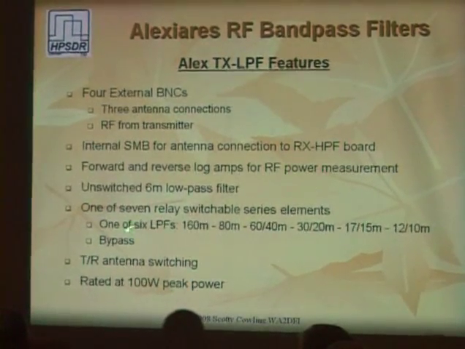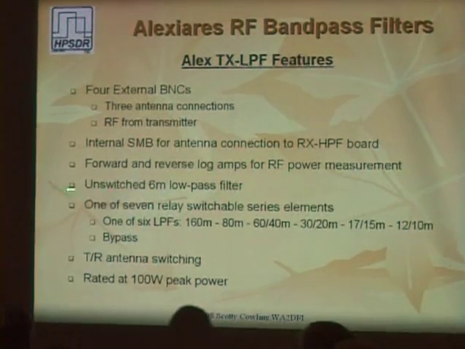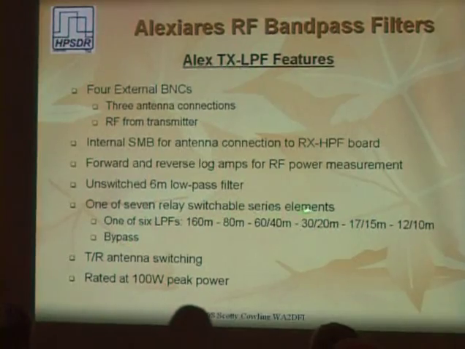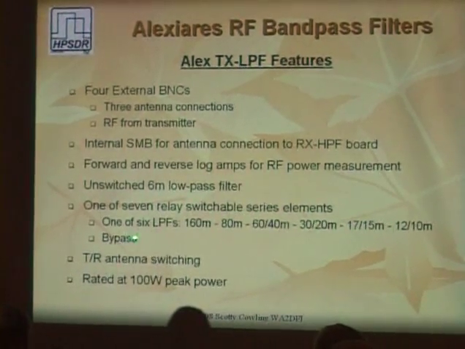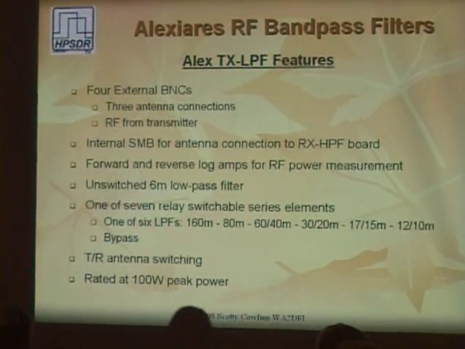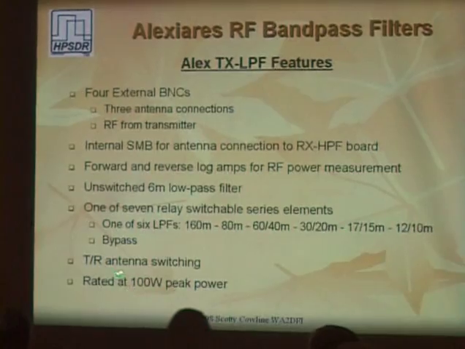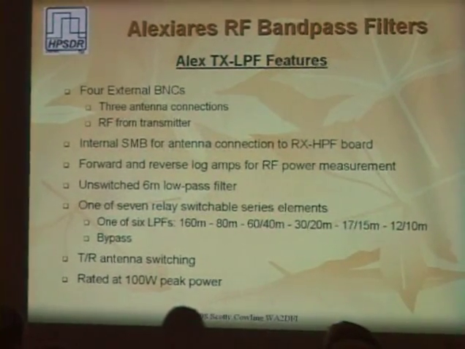Okay, we have an unswitched low-pass filter. It stays in line all the time. This helps you with anti-aliasing problems. One of seven relay selectable elements, so you've got all the standard bands here, plus you have a bypass in case you want to put it in bypass and put your own filters in. Also incorporates TR antenna switching, and it's rated at 100 watts, so little room for an amplifier for Penelope.